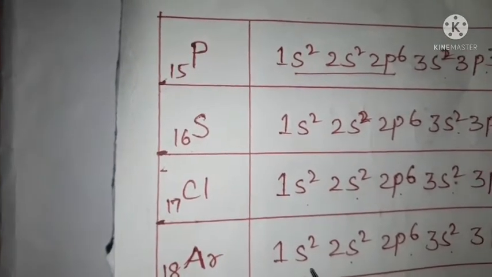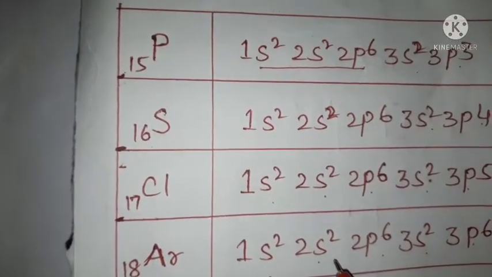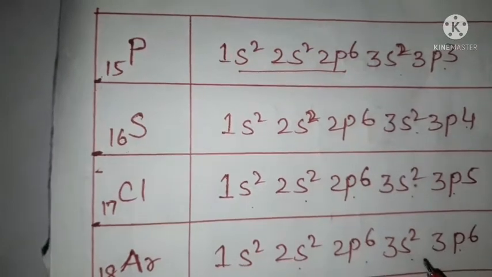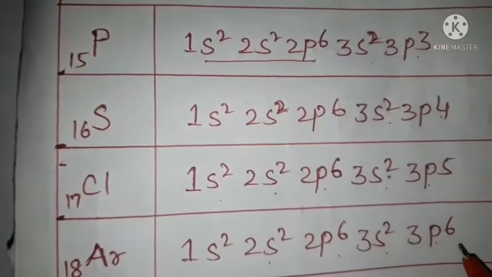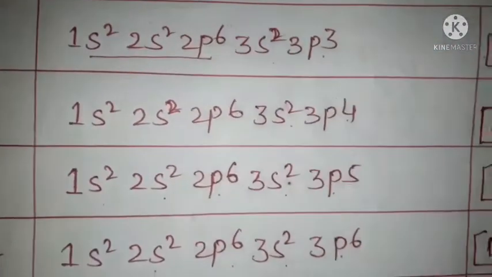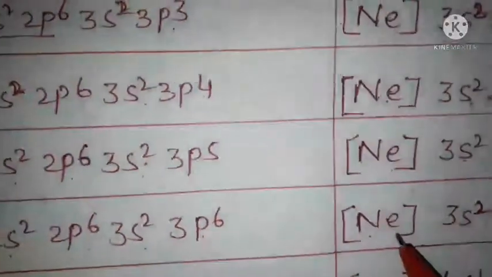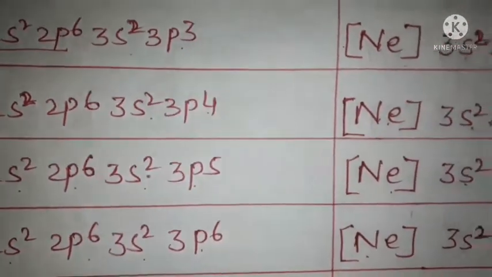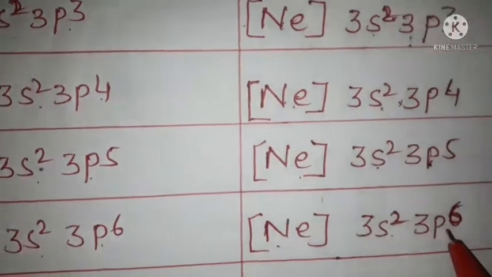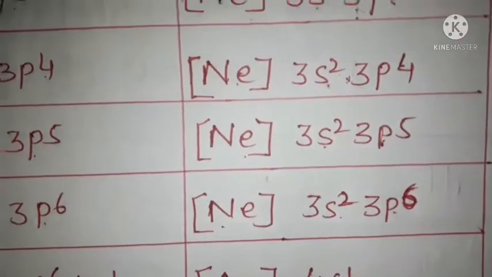Now next element, argon. Z of argon is 18, 1s2, 2s2, 2p6, 3s2, 3p6. Now we write in short form Ne 3s2, 3p6.